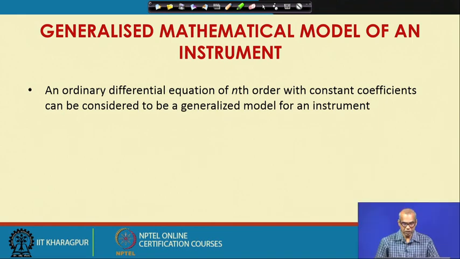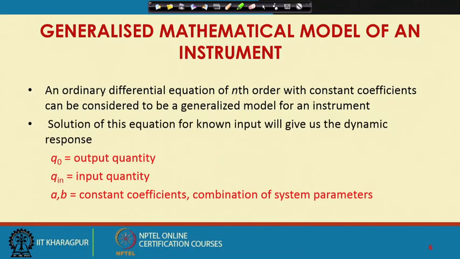So, an ordinary differential equation of nth order with constant coefficients can be considered to be a generalized model of an instrument. This is our hypothesis. If we consider any general instrument, we assume that an ordinary differential equation of nth order with constant coefficients will be able to describe the relationship that exists between the input to the instrument and the output from the instrument.